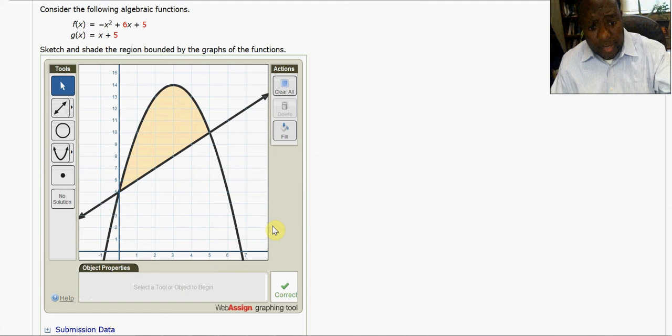I want to show you this glitch as well with the graphing, where when you go in and you use the tools over here and you plot the graph and you get it right, and then it tells you you're wrong, just use the object properties and just pick whatever shape that you need.